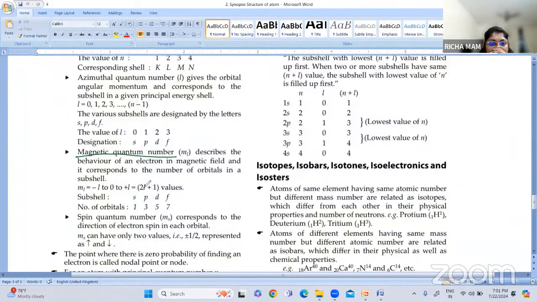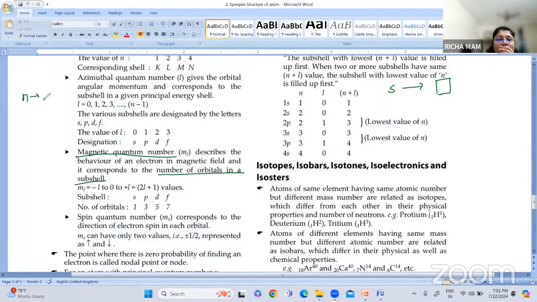Magnetic quantum number tells you the magnetic behavior of an electron. It tells you the number of orbitals in a subshell. Now, S orbital. How many orbitals are present in S? It is one orbital. So magnetic quantum number describes the number of orbitals in a subshell.